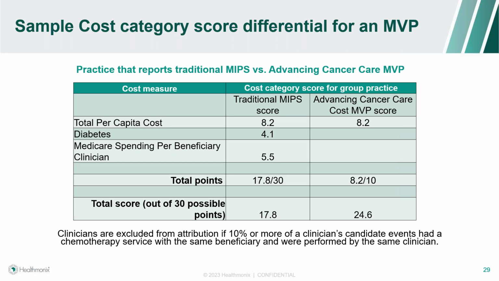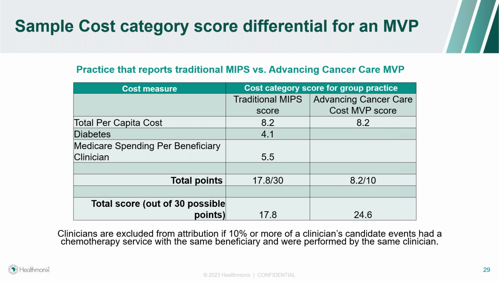So dig into a couple of the examples here. This first one is a practice that reports traditional MIPS versus the advancing cancer care MVP. Once again, just remember that you can report both, especially for the way that some of these cost measures come out, where you could have a good idea for a cost measure, but you don't necessarily today know the exact score. CMS also removes measures, they truncate measures, they take out benchmarks, they do a lot of different things with measures. So giving yourself the most options when you report at the end of the year can be very helpful. You can report both traditional and the MVP at the same time, and CMS will give you the highest score.